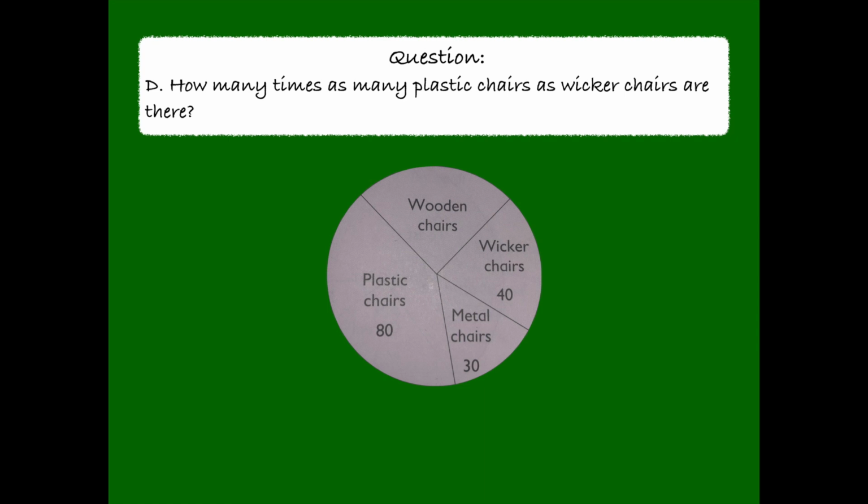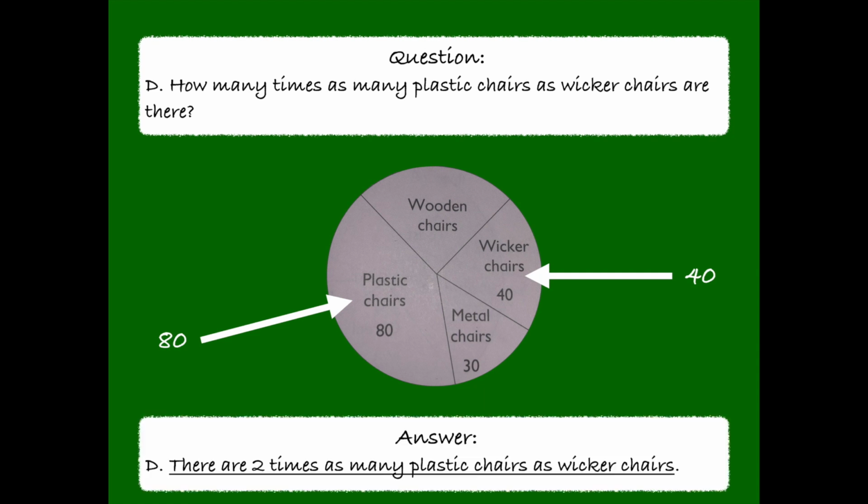Question D. How many times as many plastic chairs as wicker chairs are there? There are 80 plastic chairs, and there are 40 wicker chairs. 80 is how many times greater than 40? 2. It's twice as many. There are 2 times as many plastic chairs as wicker chairs.